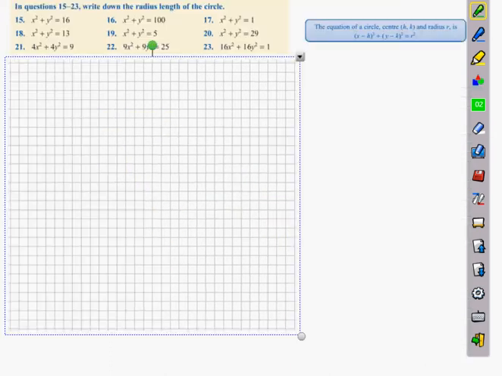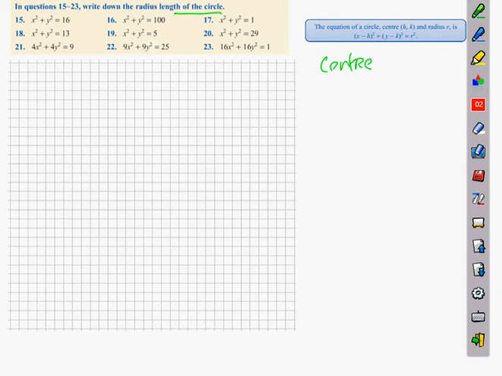Now, next question on, we're given the formula and we need to translate the formula into information. So in this question, it says write down the radius of the circle, but I'm also going to add in, I also want the center of the circle as well. Okay, so here's how you go about doing this. So what we're going to do is we'll start off with a really easy one, like number 16. Okay, so in number 16, what you have is x squared plus y squared equals 100.